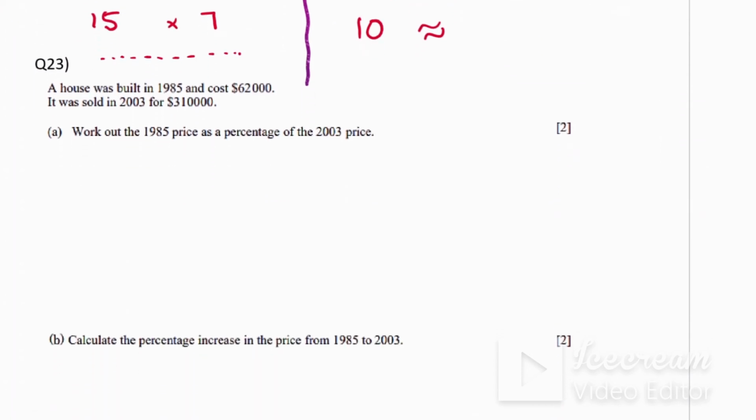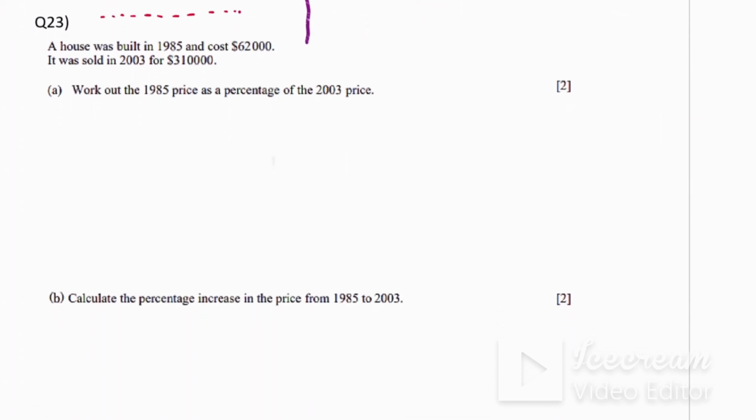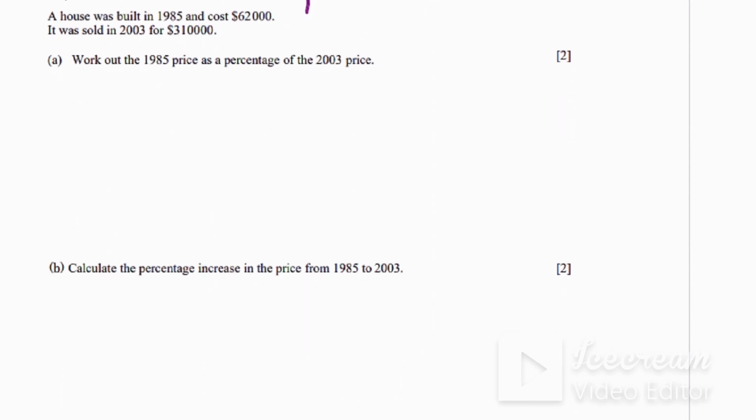Now the next one: a house was built in 1985 and the cost is this. It was sold in 2003 for this price. Work out the 1985 price as a percentage of this price. So what is the first price? You will write it at the numerator. What was that? It is 62000.